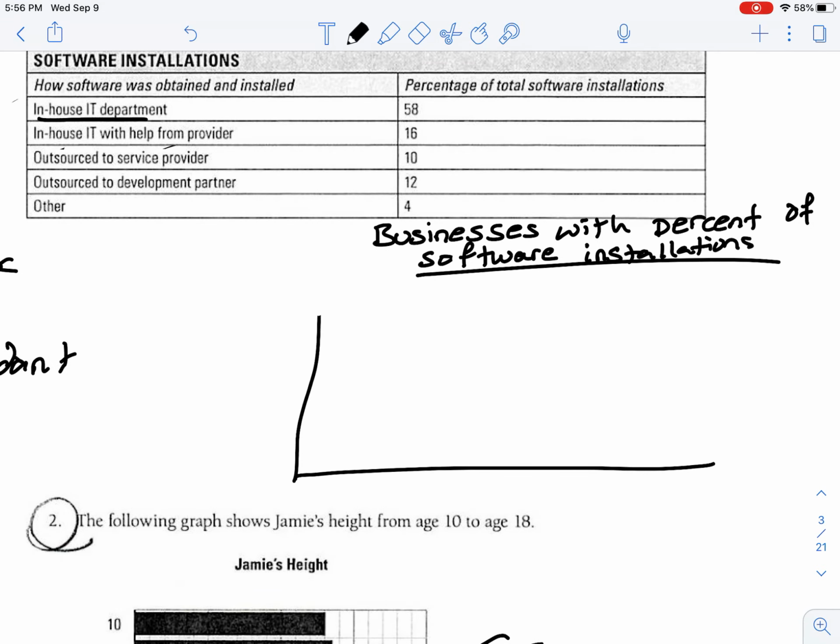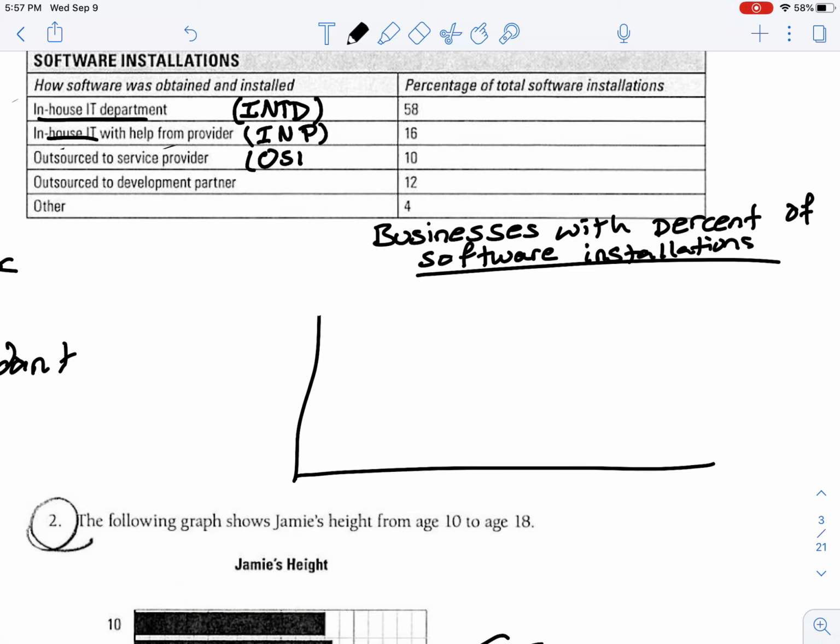So I'm going to list every single thing here. I'm actually going to give these things little nicknames. So this is going to be called in-house IT department. What I'm going to do is make it INTD, okay? In-house IT department. This one I'm going to put in-house provider, so P instead of D.